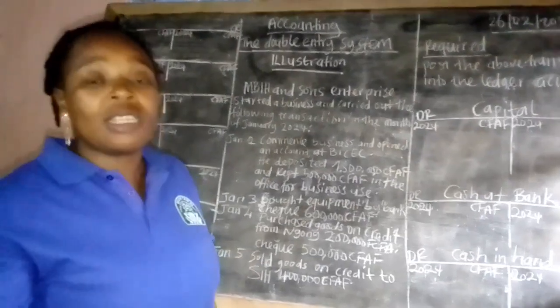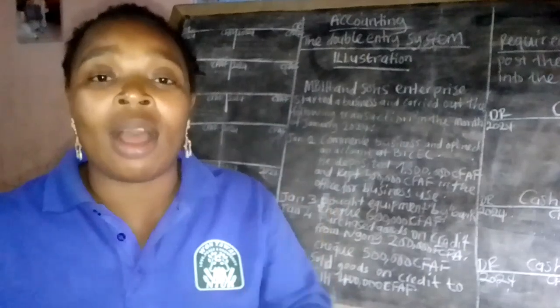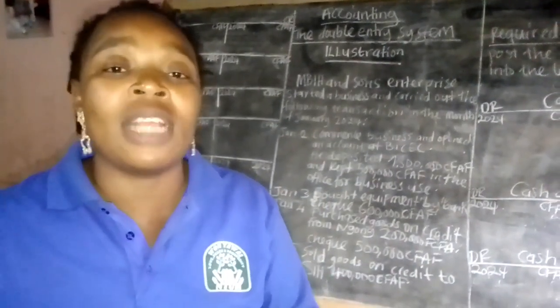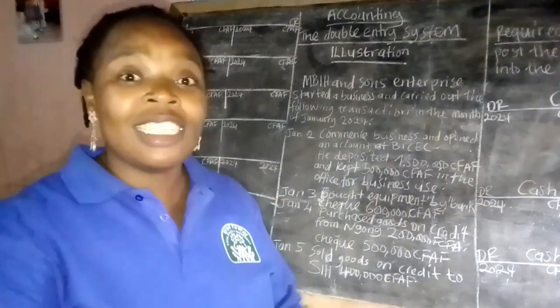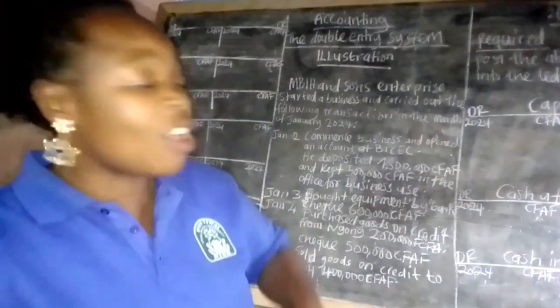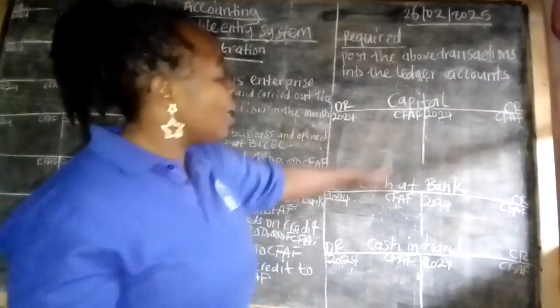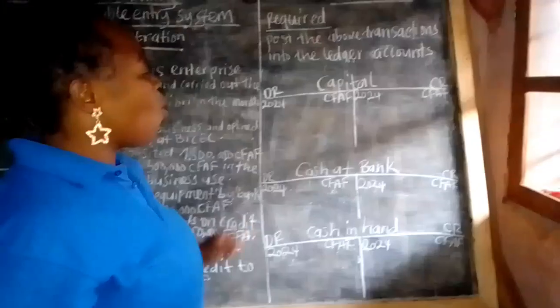Remember, the double entry principle states that in each given transaction, there must be at least two accounts, one must be debited and the other credited. That means the debit should be equal to the credit. That is, the sources of funds should be equal to the uses of funds. Now, the source of fund was capital. Then the uses of fund was cash in hand and cash at bank.